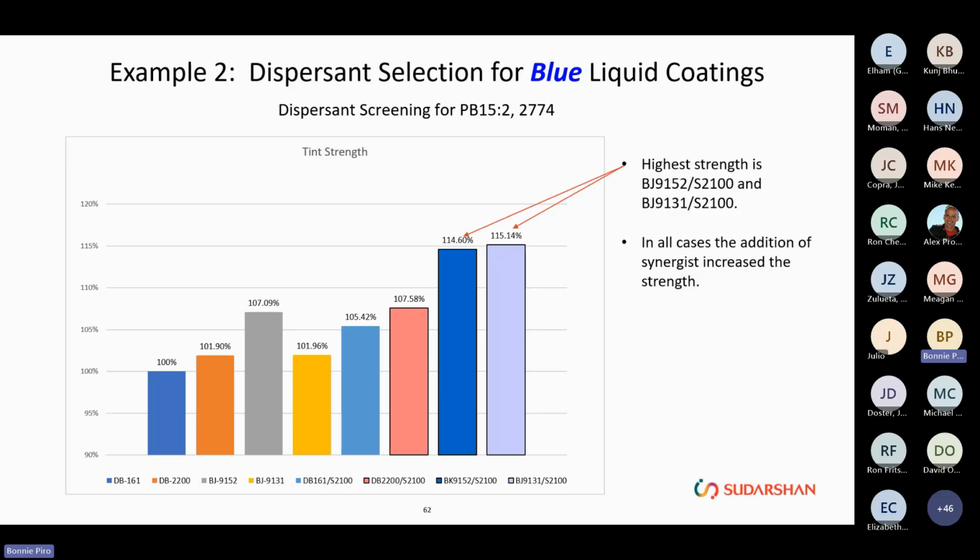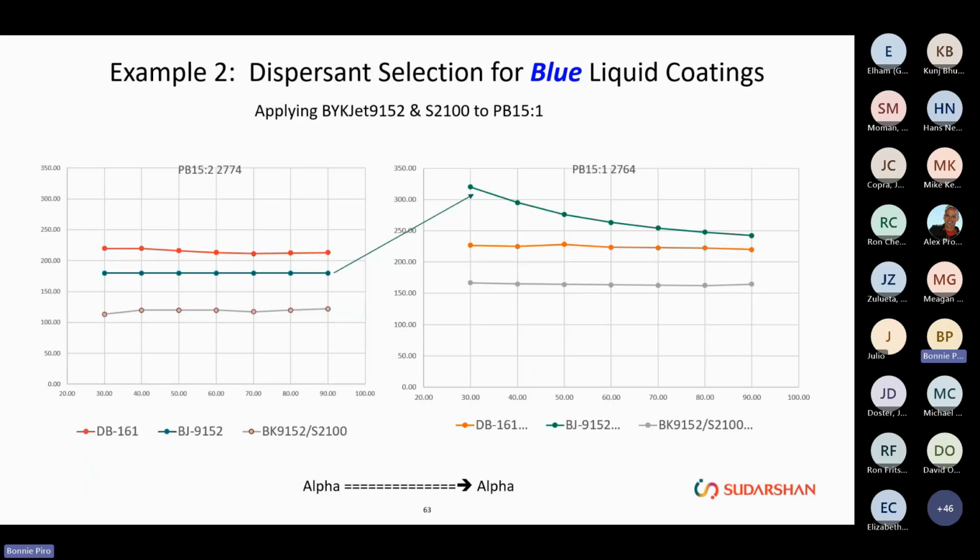So if we take these examples and try to apply that same formulation to the other phthalo blues, we start to see something different here. In this example, we're going from one alpha type to another alpha, so the 15.2 to the 15.1 space, and we see similar results for two of the three dispersant combinations. But in one case, we do see an uptick in the low shear viscosity for the one formulation.